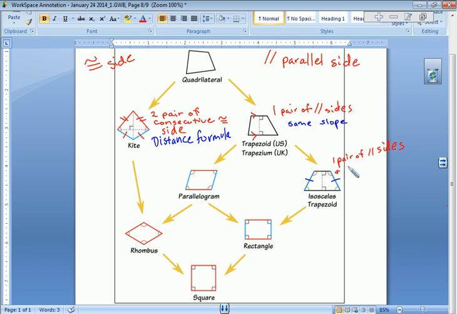The legs are congruent. So the parallel sides, obviously, we go back to showing the slopes of the bases are the same. And then to show that the legs are congruent, we would use the distance formula to show congruent legs. Got it?